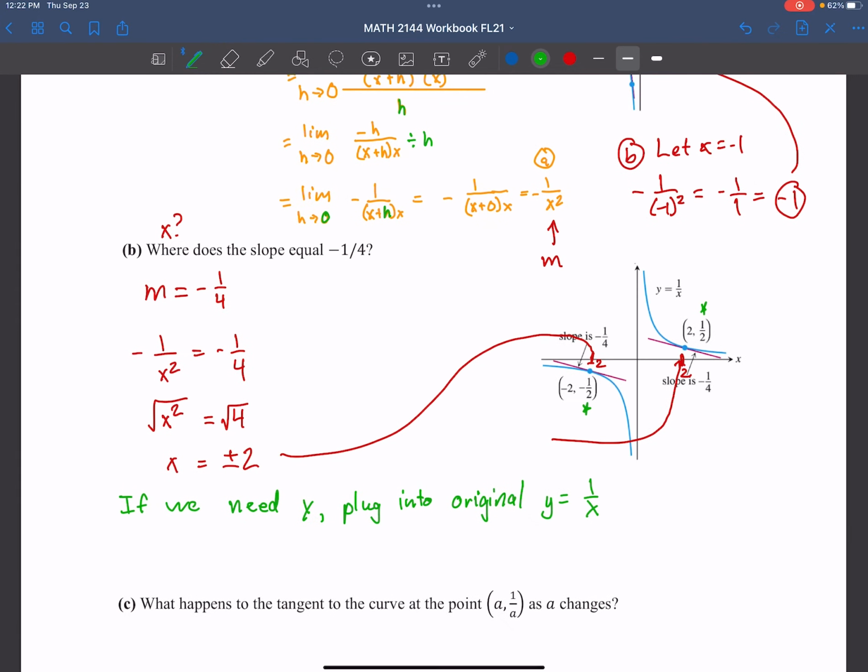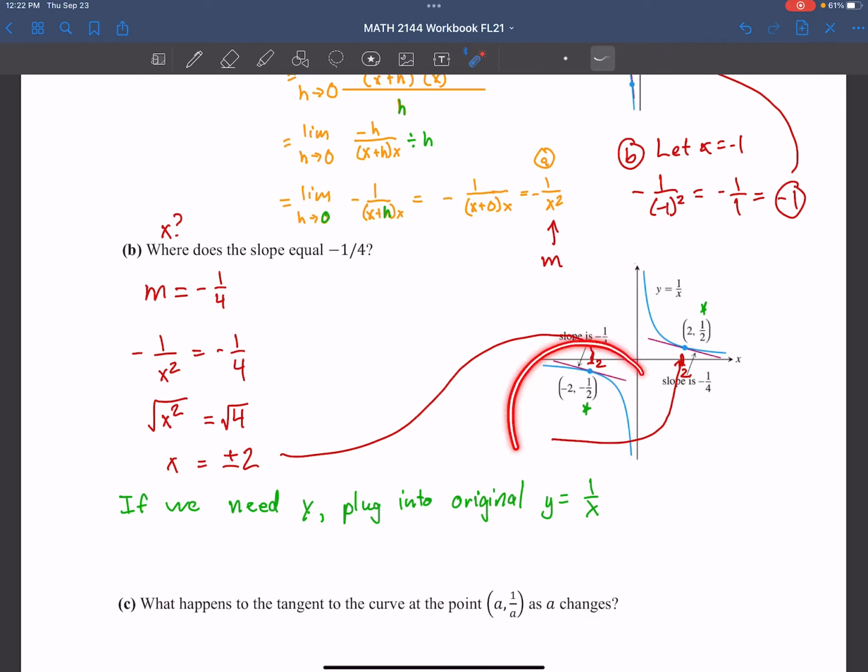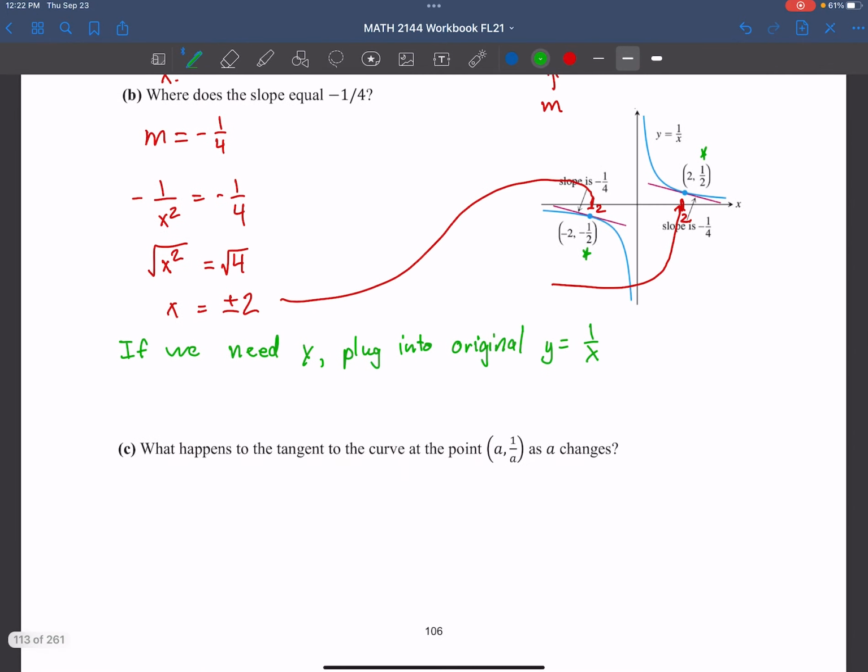Part C is a simple question that says, what happens to the tangent to the curve at the point A, 1 over A, as A changes? So basically, we're just saying, what is happening to the tangent as we consider different values of x on this function? In other words, it's asking, is the function increasing, decreasing, or constant? If you think about this part right here, is it increasing, decreasing, or constant? Decreasing. And what about this part right here? It is also decreasing. So what happens to the tangent of the curve?